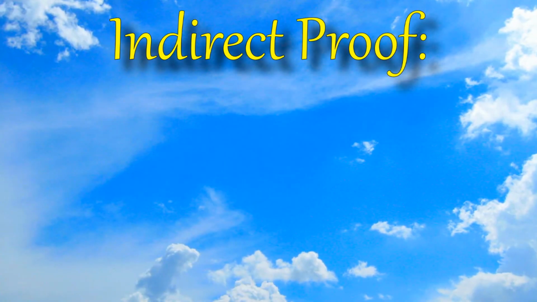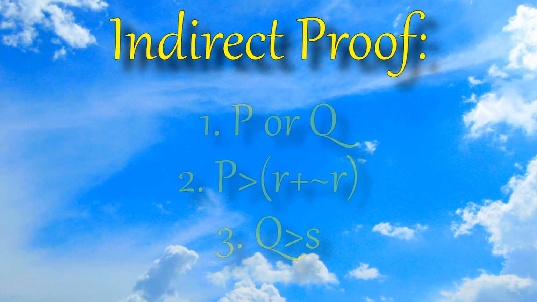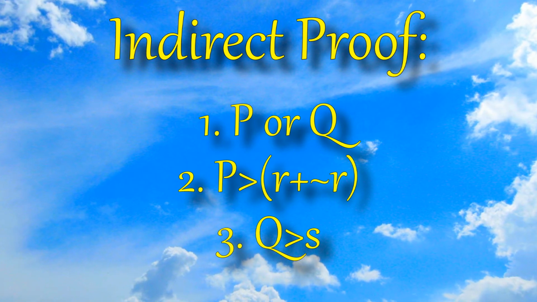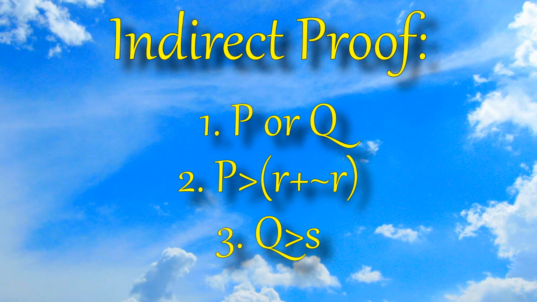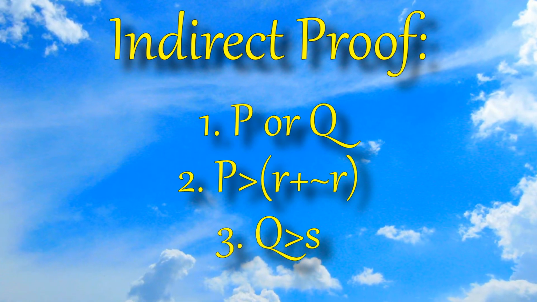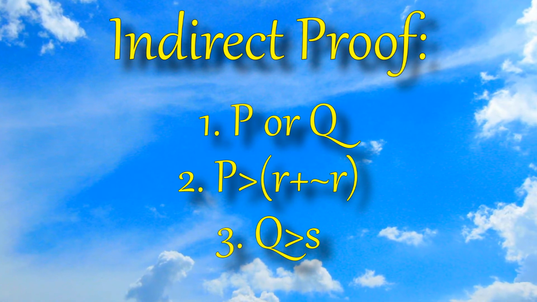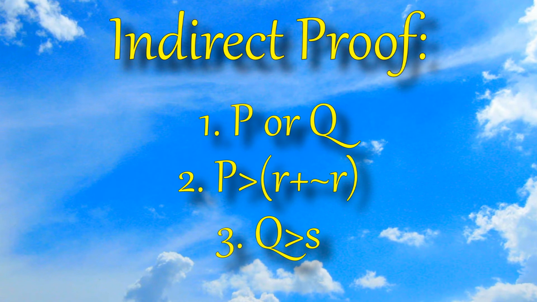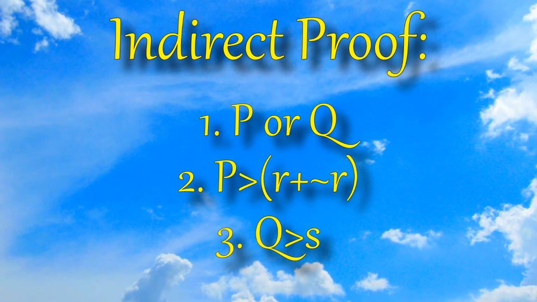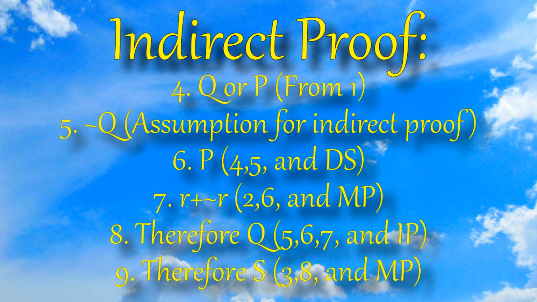Here's an example of an indirect proof. You have 3 premises. 1. P or Q. 2. If P, then R and not R. And 3. If Q, then S. Do you see the contradiction in line 2? That's where we begin to use an indirect proof. Let's switch around the Q and P from line 1 and make the statement step 4, Q or P.